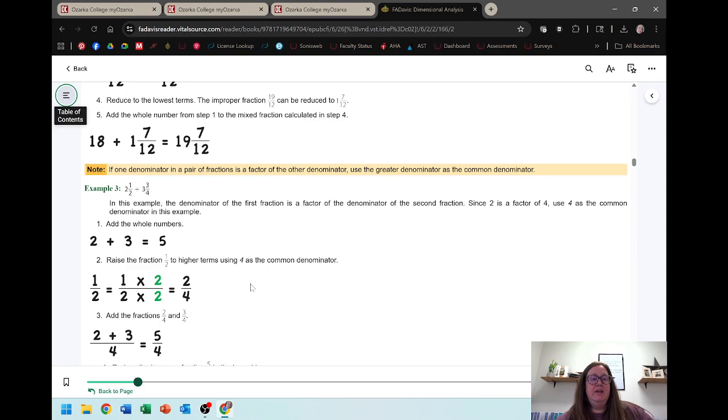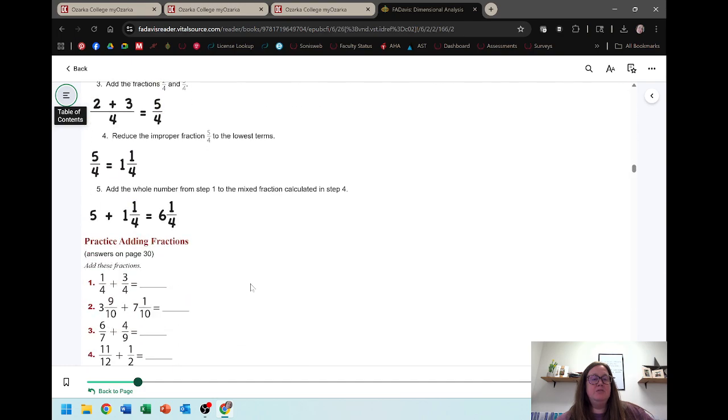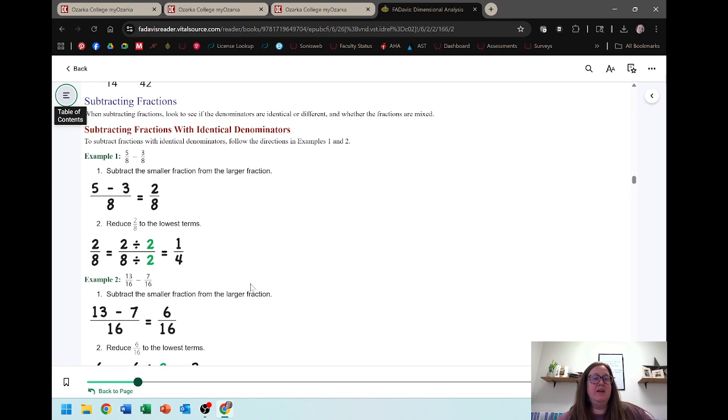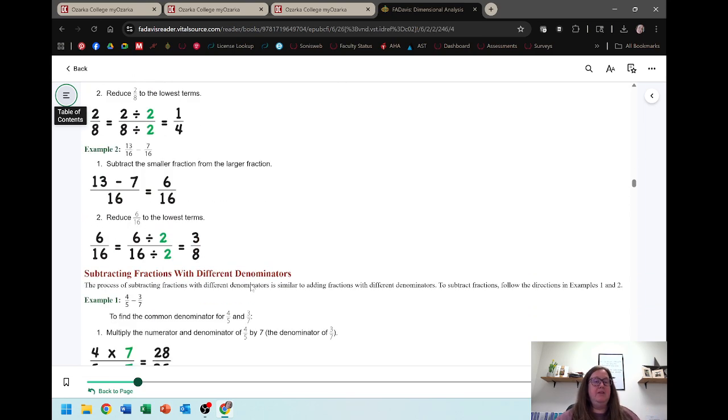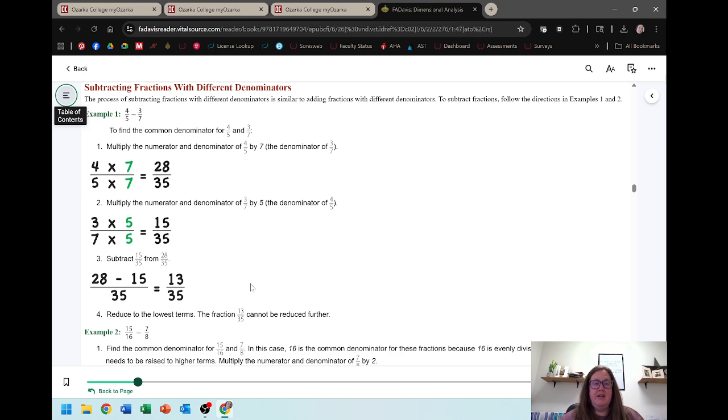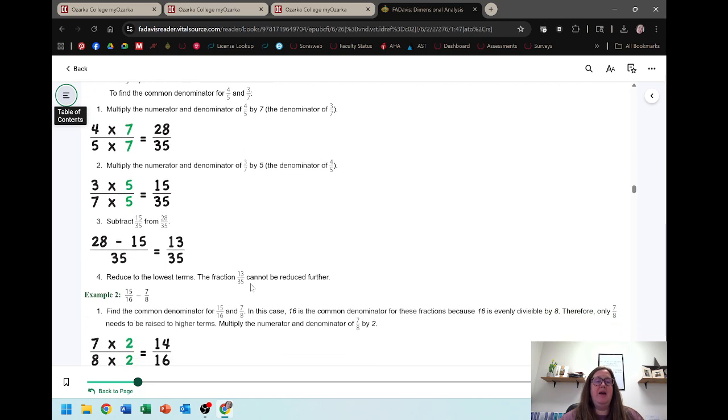So if we go down to subtracting fractions with identical denominators, you simply subtract the numerators. 5 minus 3, which is 2/8, reduced to lowest terms, you get 1/4. If you have different denominators, you will have to make a common denominator, change your numerators based on those factors, and then complete your math of subtraction.